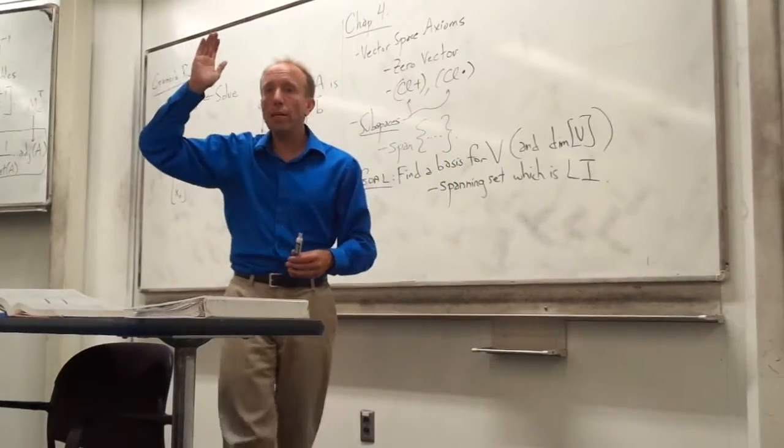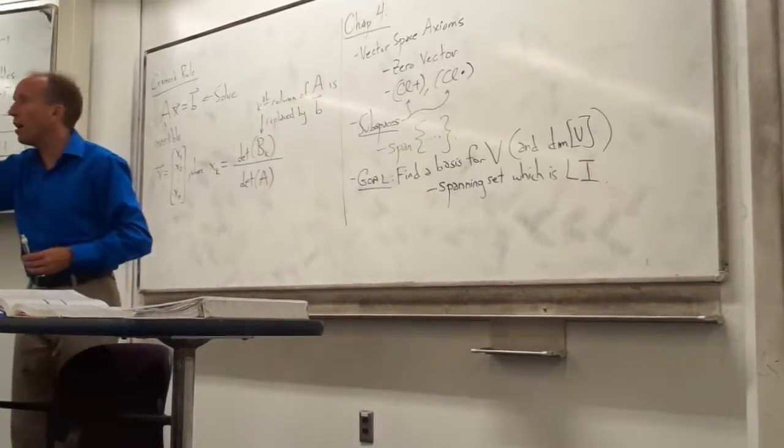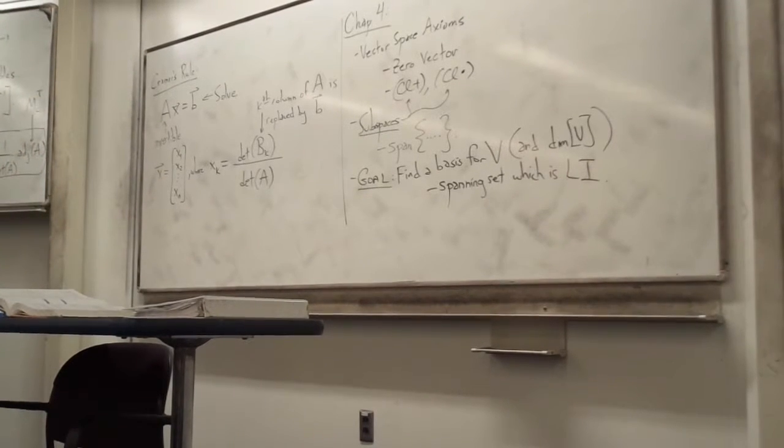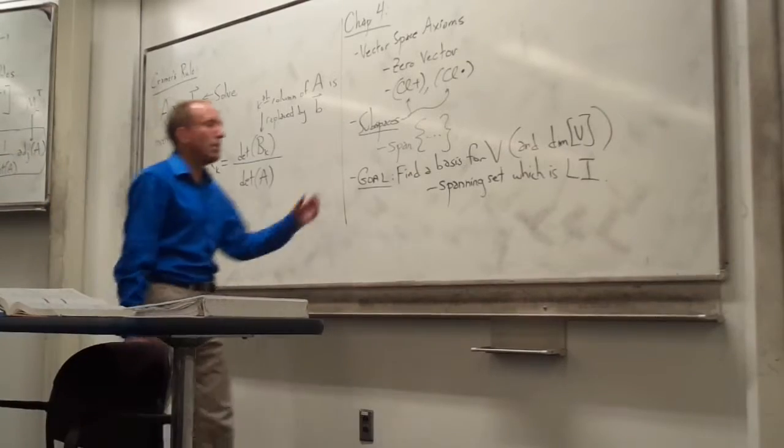You always want to be putting your vectors into columns, not rows. I still see a lot of people doing that, even on this last exam. The vectors need to go into the columns of this matrix. That's the best way to do it. Okay, so finding a basis for V.